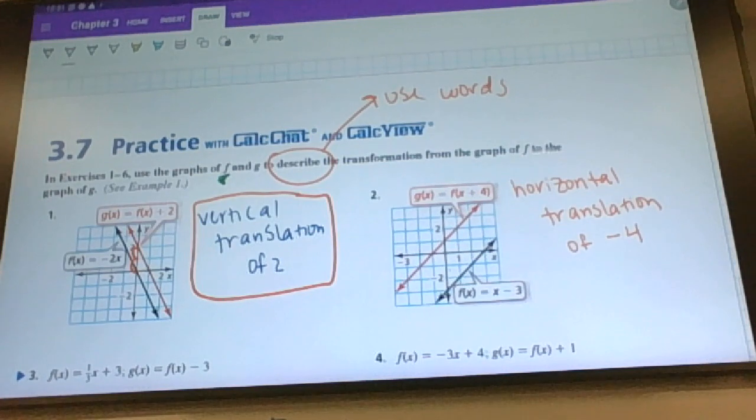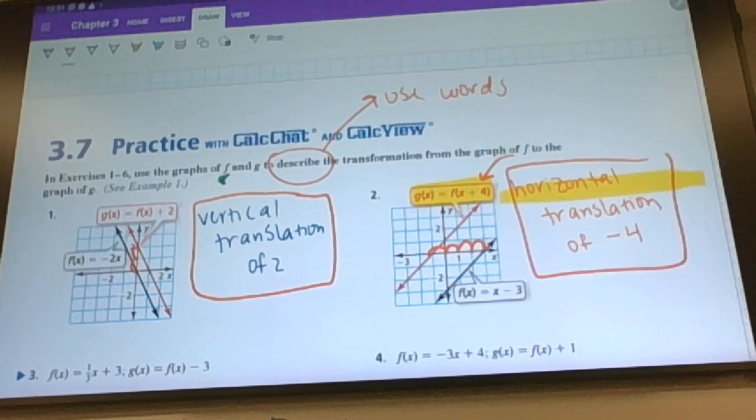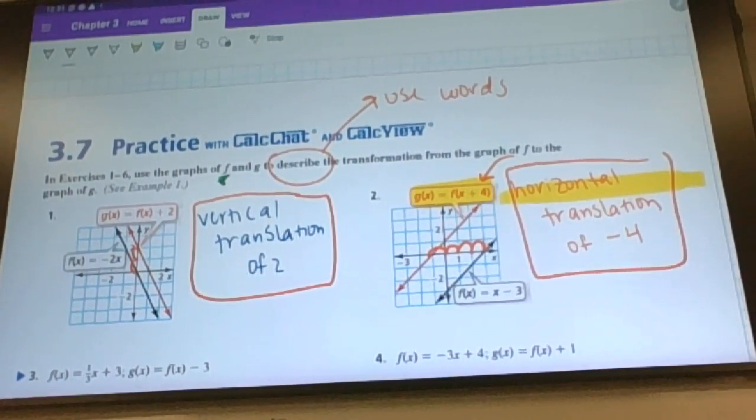This one, there's 2 indicators. When I look at the red box, I see the number in parentheses. A number in parentheses is horizontal. So when you look at the black line, I start in the black line, and I go to the red line. I'm going to count. It goes 1, 2, 3, 4. That is a horizontal translation of -4.